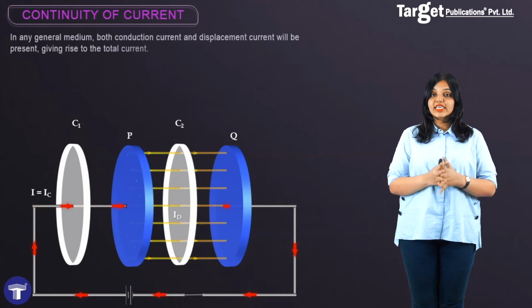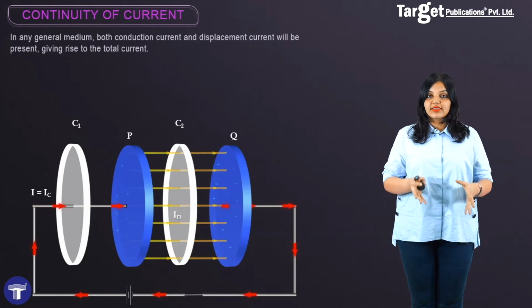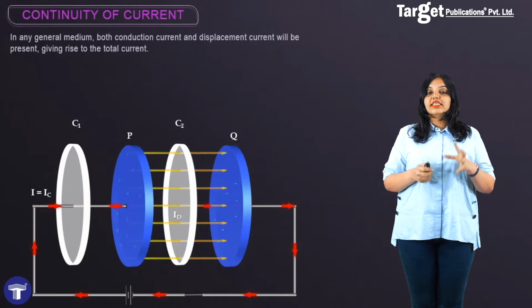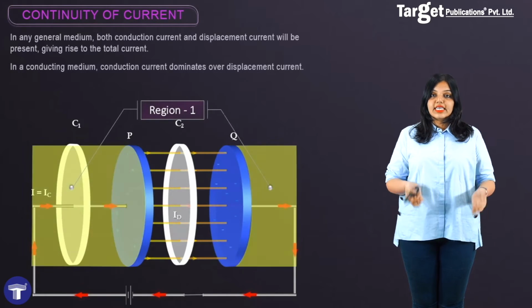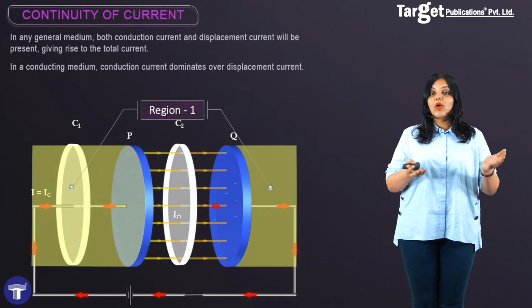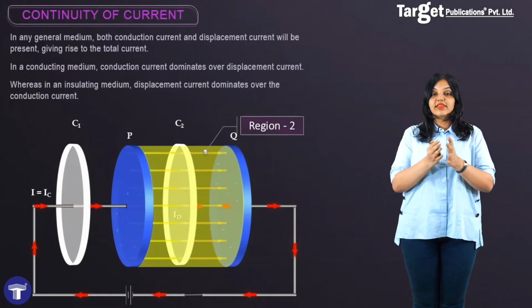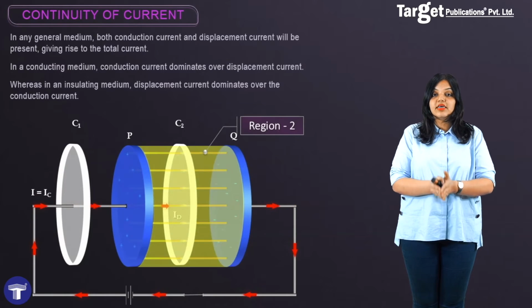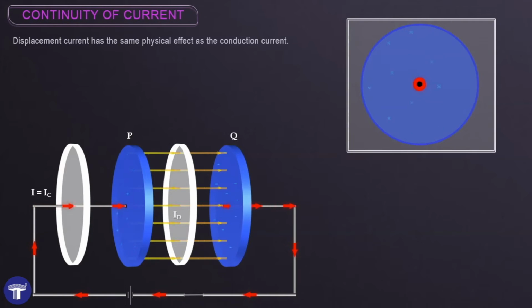In general, both the conduction and displacement current will be present, giving rise to the total current, and therefore the total current in any medium is the addition of the displacement and the conduction current. In a conducting medium, conduction current will obviously dominate over the displacement current. However, in an insulating medium like the medium between the plates of a capacitor, in such a case the displacement current dominates over the conduction current. It is also important to remember that the displacement current has the same physical effects as the conduction current, and they both give rise to magnetic fields.